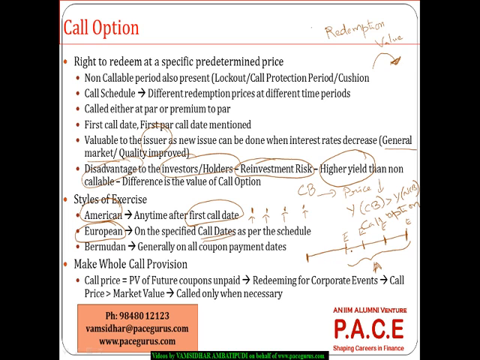Whereas when I'm talking about a Bermudan, probably within this there are a few more periods, though not at any point. Generally, the coupon payment days are the days on which the callability can very well be exercised. So those are some of the things that are associated with the callable bond.